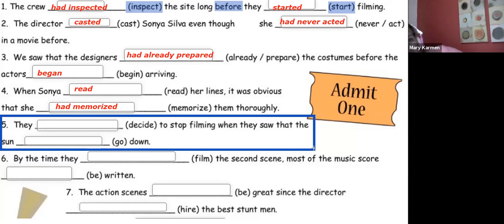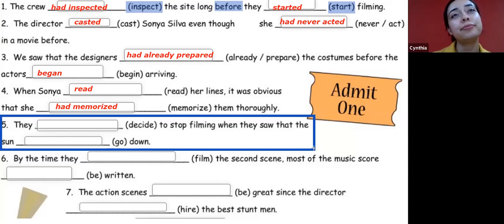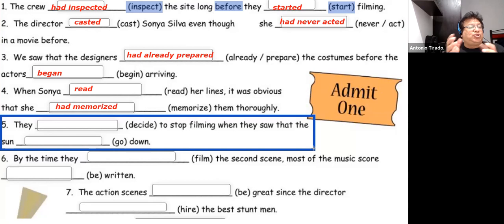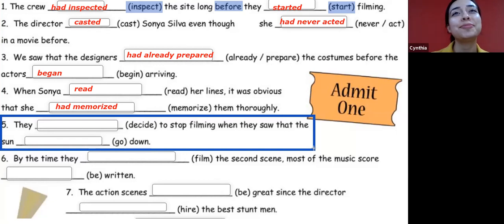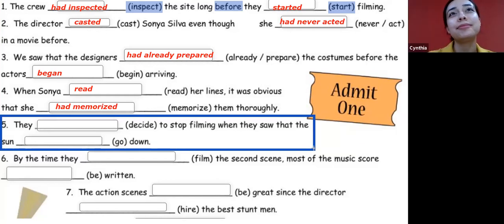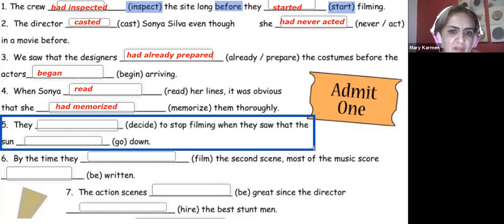Remember to talk to each other. The sun went down. They have to decide which is the first event. What do you think, Mari Carmen? I think it had decided and then went, but I don't know. Yes, I agree with you, because the first part is the first event.